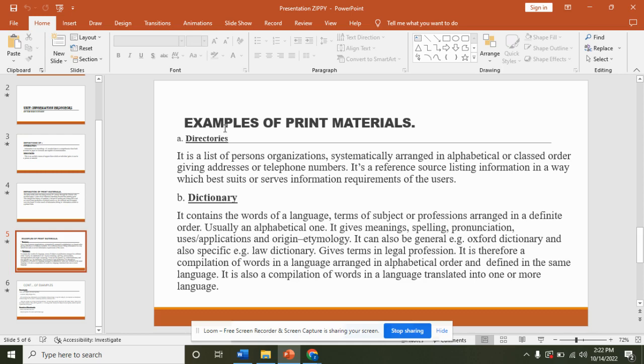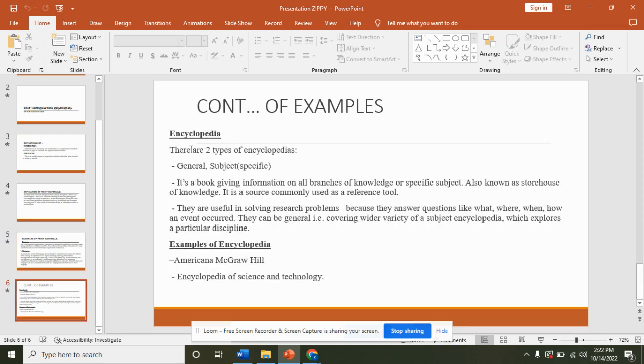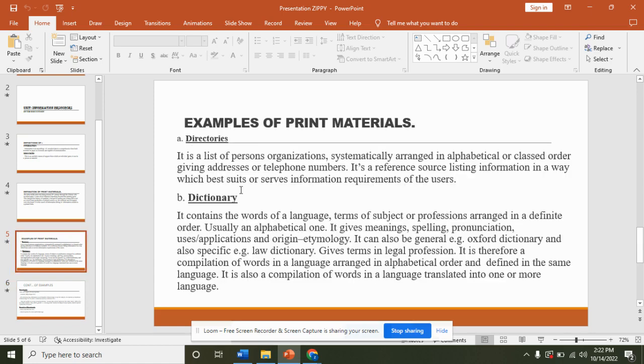What's a dictionary? A dictionary contains the words of languages, terms of subjects or professions arranged in a definite order. I hope everyone understands a dictionary. We use it in high schools, primary schools. I don't think it is used in college now. It is usually in alphabetical order. It gives meanings. If you want to find the meaning of something, you just go to the dictionary. It gives you the full meaning of what you are looking for.